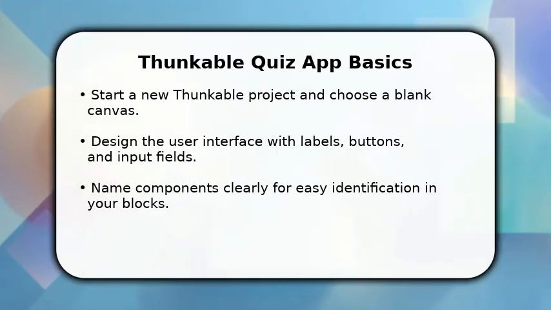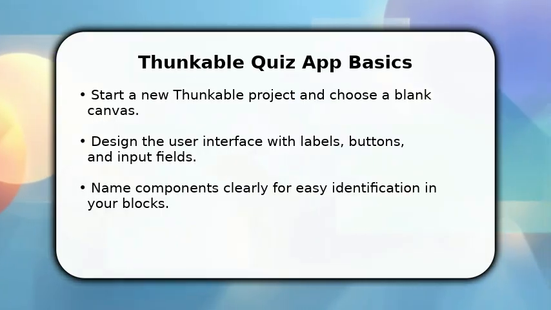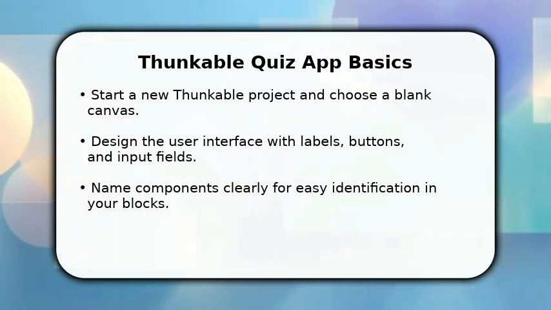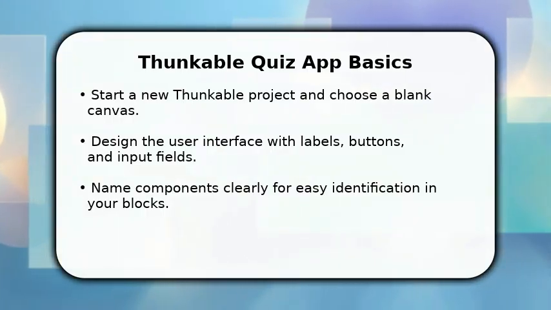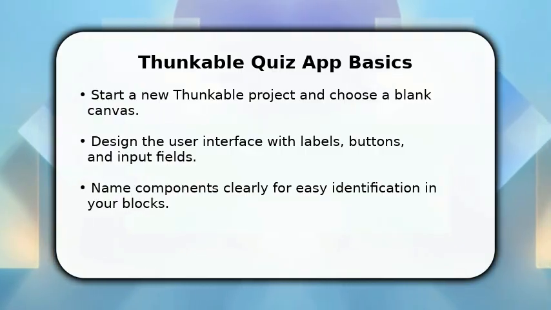In this video, I will explain how to make a quiz in Thunkable. First, begin a new project and select a blank canvas. Next, design your user interface by adding labels for questions, buttons for answers, and perhaps an input field for usernames. Remember to name each component clearly, like question label or answer button 1, to simplify your coding later. This foundational step is crucial for a smooth development process.